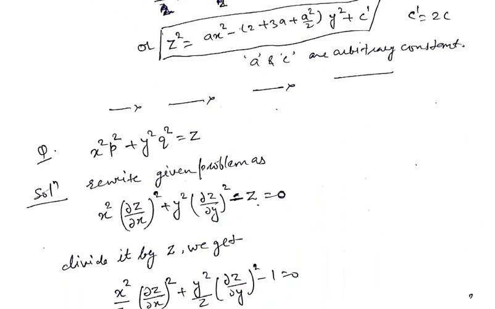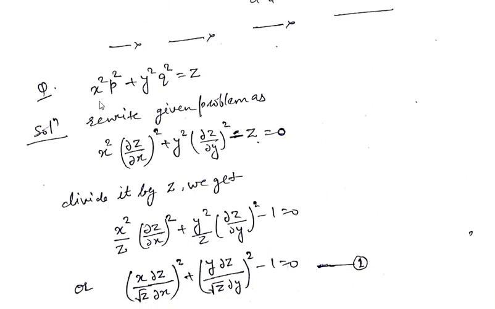So now let's take another problem. x square p square plus y square q square is equal to z. It is also in terms of x, y, z, p and q, so we convert it into p and q only. So very first we write x square (del z upon del x) whole square plus y square (del z upon del y) whole square minus z is equal to 0. Now divide the whole equation by z.